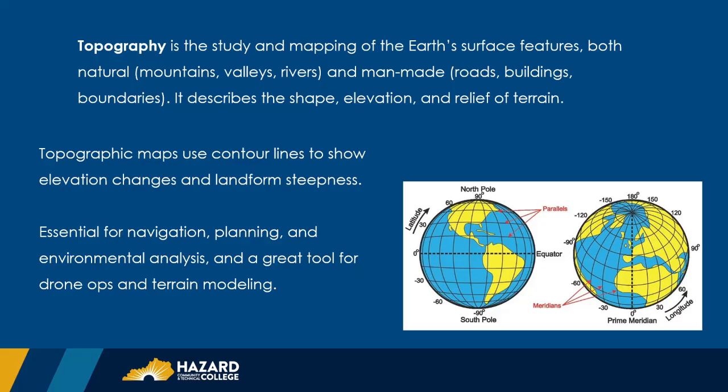Topography is the study and mapping of Earth's surface features, both natural and man-made. It describes the shape, elevation, and relief of terrain. Topographic maps can use contour lines to show elevation changes and landform steepness, essential for navigation, planning, and environmental analysis, and a great tool for drone ops and terrain modeling.